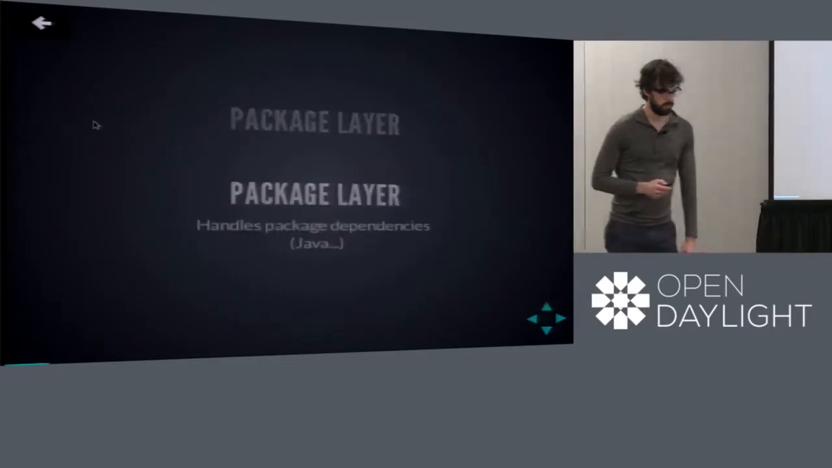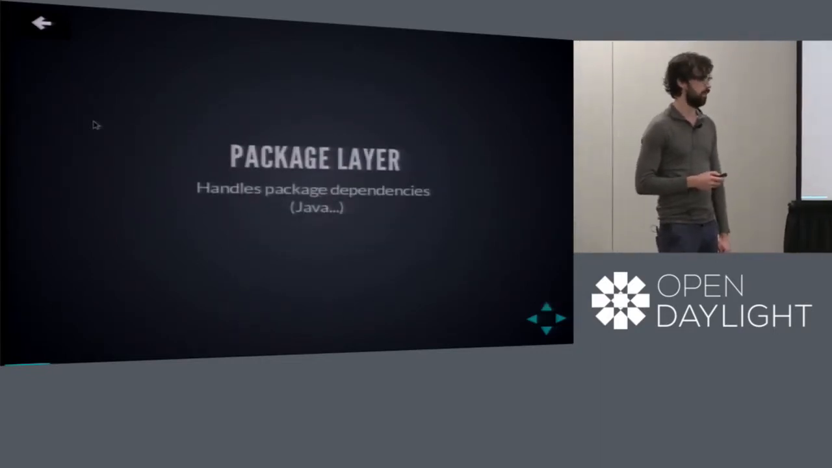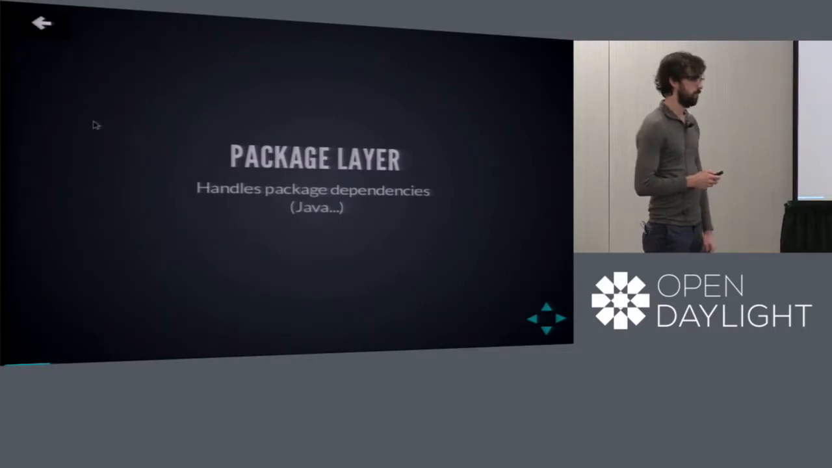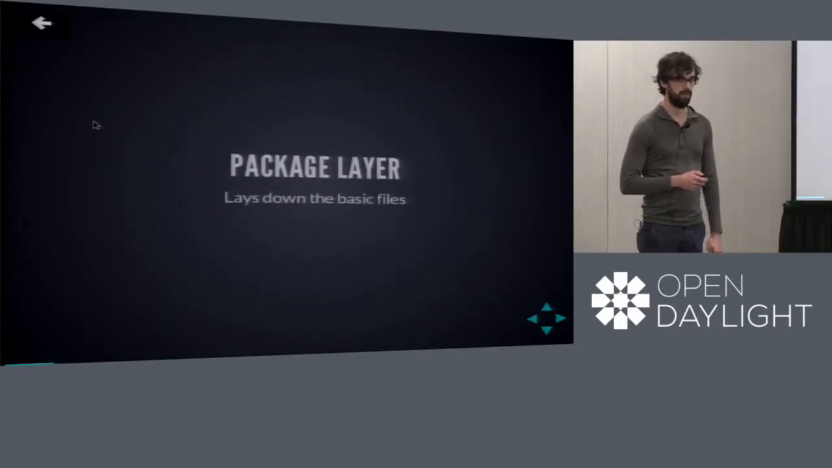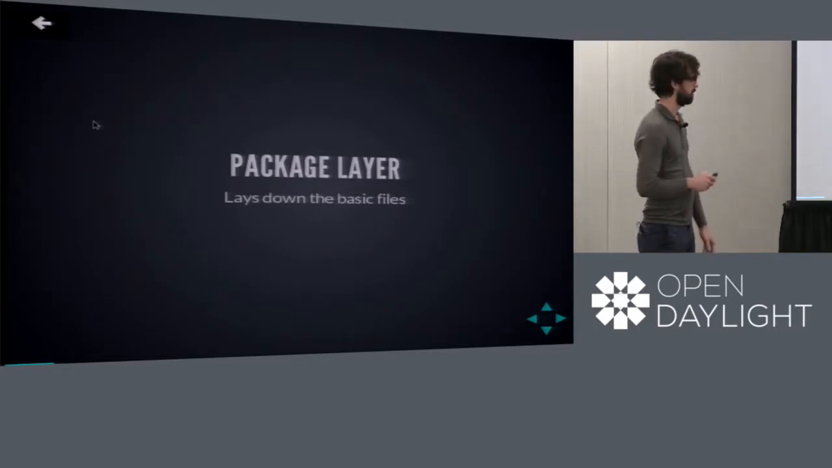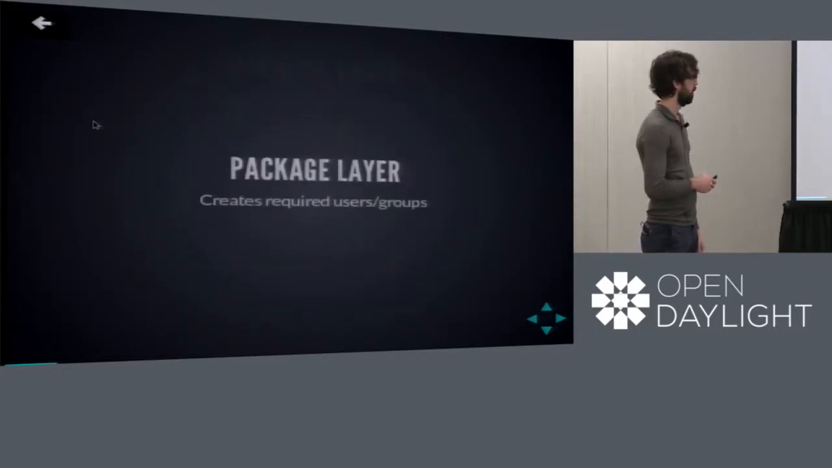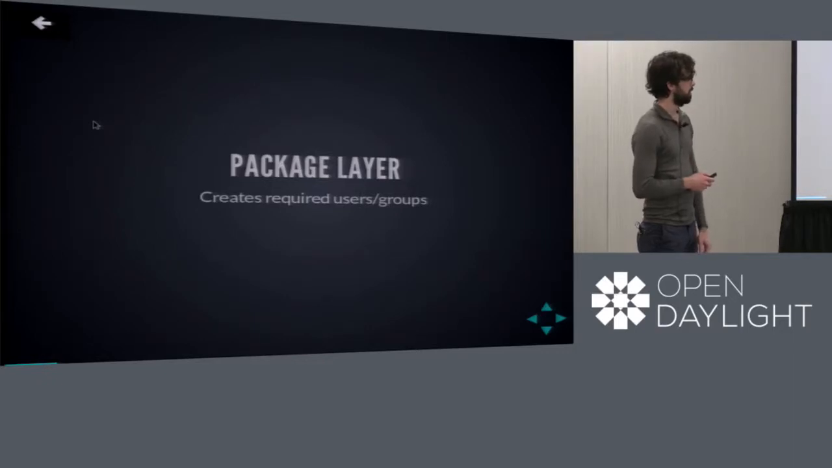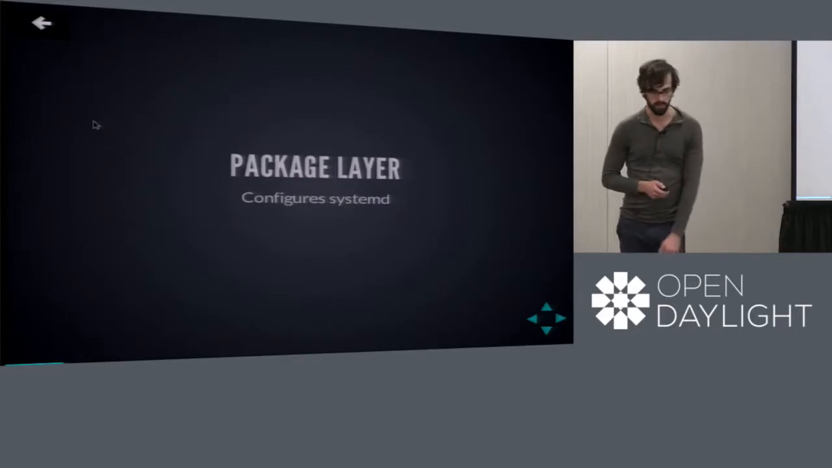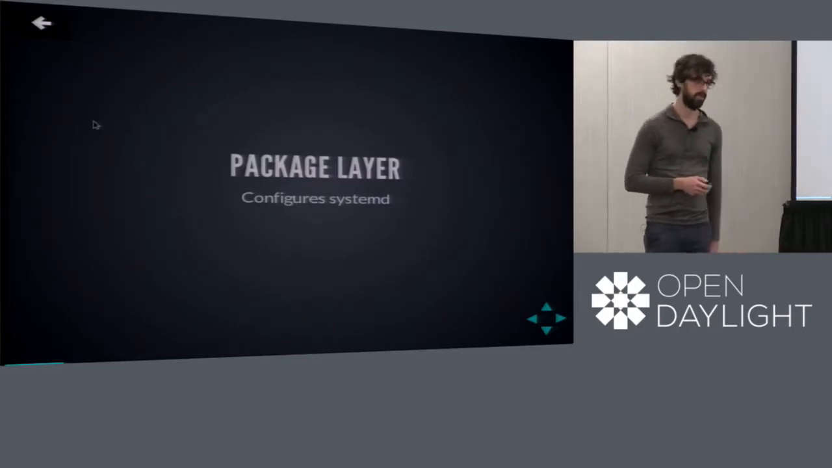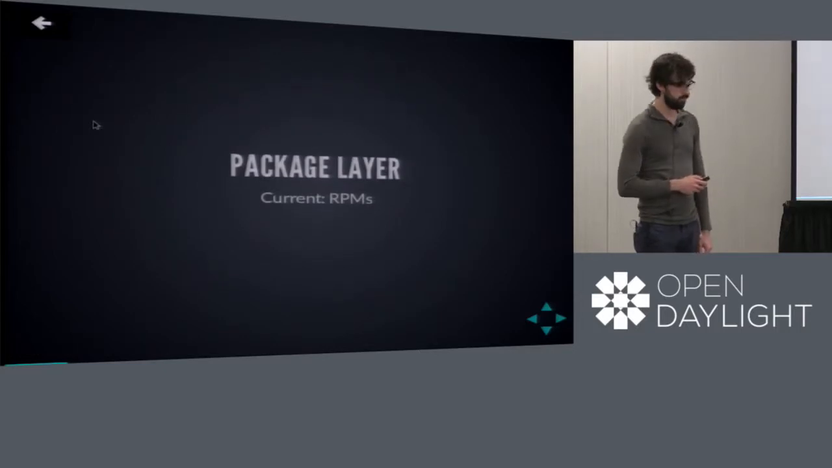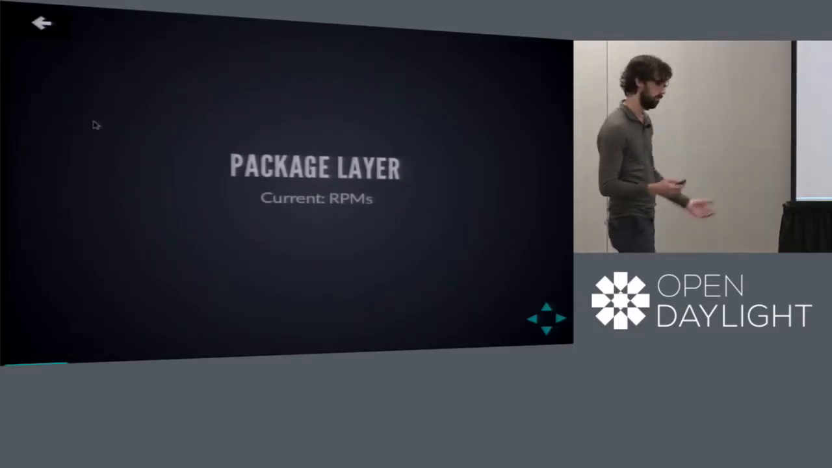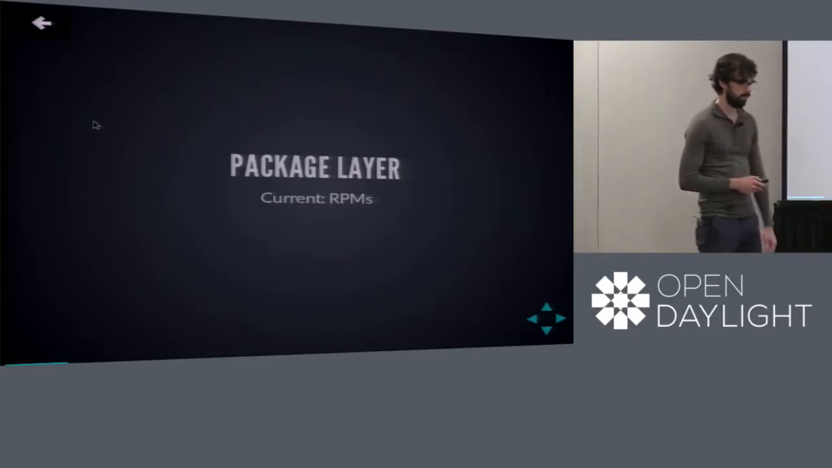So, jumping into the packaging layer, I think of this as handling system level dependencies. For OpenDaylight's case, that would be mostly installing Java and then laying down the basic files in the file system. So just dropping our tarball's extracted artifacts in the right place, making sure they have the right permissions, and creating the users and groups to set the right permissions, of course. We also do configuration of systemd in our case, but in general, the thing that's going to manage the OpenDaylight service via the packages. We currently support an RPM, or series of RPMs, which we'll talk about in a second.